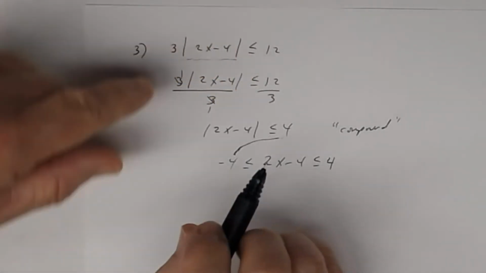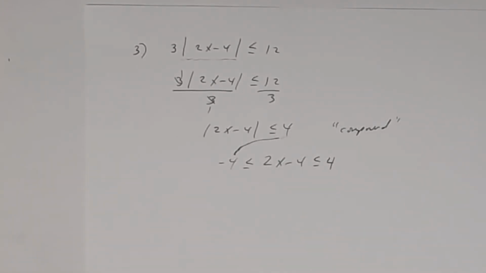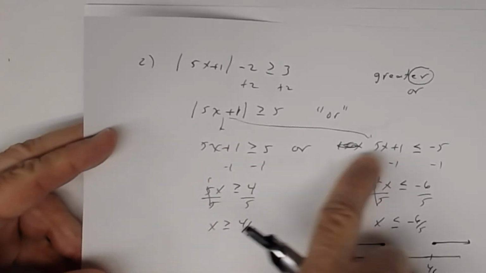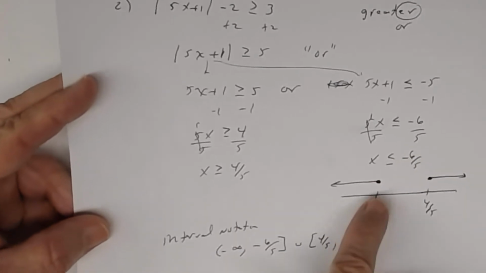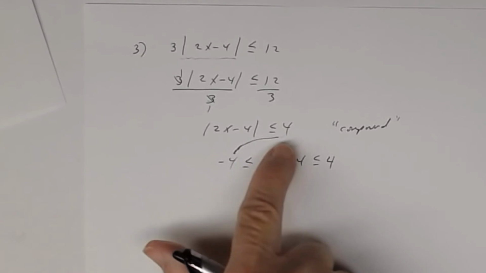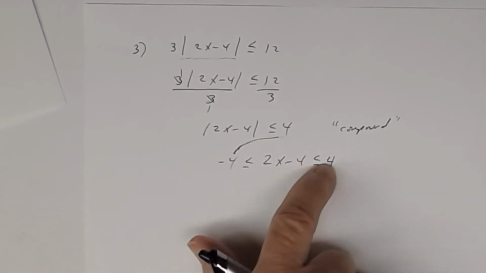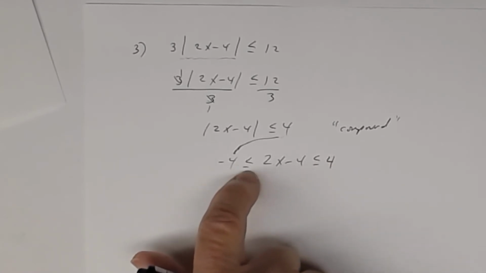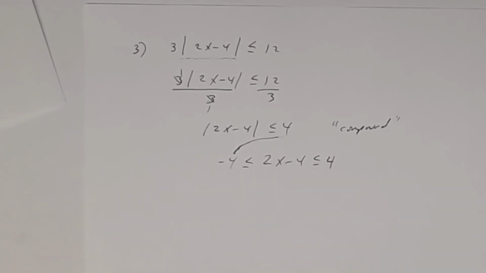Okay, so absolute value less than, compound statement. Absolute value greater than, an or statement. See how different it looks? Greater than, or. Okay, we end up with two intervals. See that? Absolute value less than, a compound statement. That's that and statement. So 2x minus 4 is less than or equal to 4. And at the same time, notice I said and at the same time is greater than or equal to negative 4. So when you do that one, you'll get one interval for us.